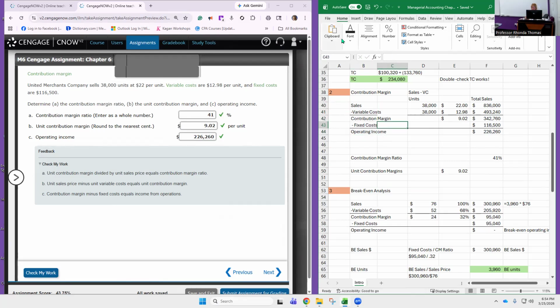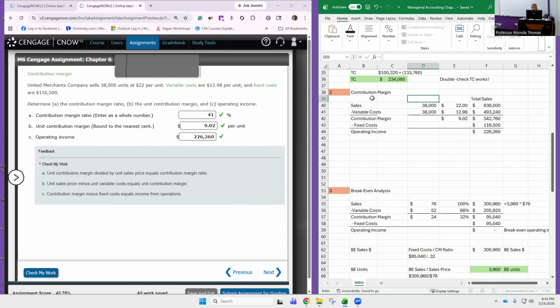Let me get this out of here. Okay, so this is good to learn. You can also learn this by the unit. So I'm going to move this down. Okay, so let me get rid of it. And we'll go back through this here and make sure we understand. Okay. So we are selling 38,000 units at a cost of $22.